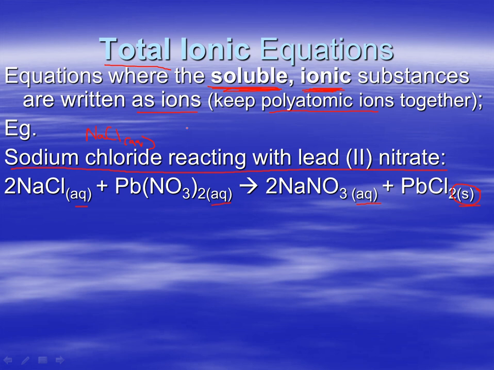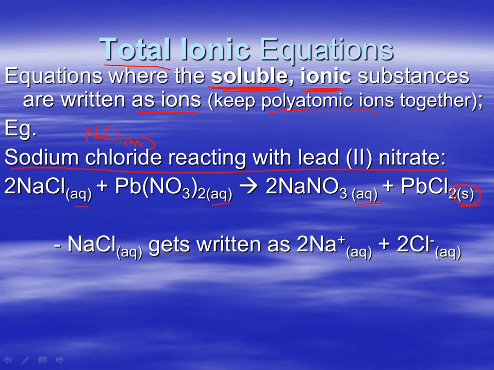So for our total ionic equation, we're going to break up the things that are soluble and ionic. Sodium chloride will be written as separate sodiums and separate chlorides. We know there's 2 sodium ions. We're going to show their charge because we're saying that we know they are positively charged sodium ions, and there are also 2 negatively charged chloride ions. So we're going to write those out. Instead of writing it like this, we're going to write it like it actually is. It takes up a lot of space.